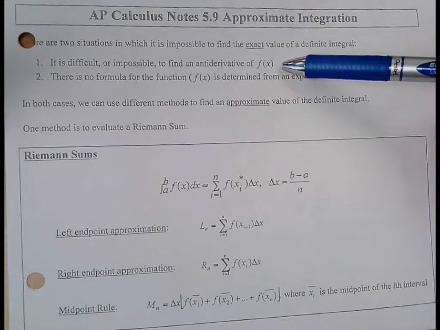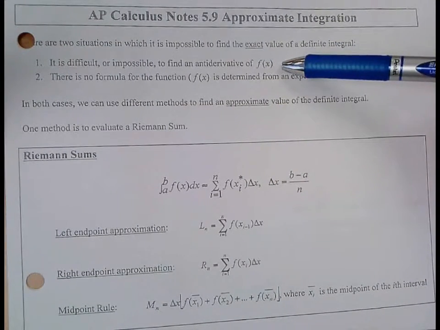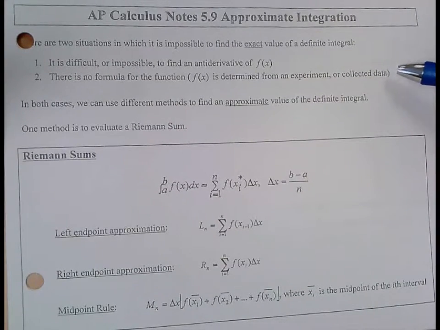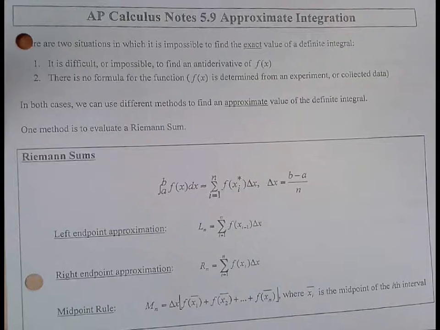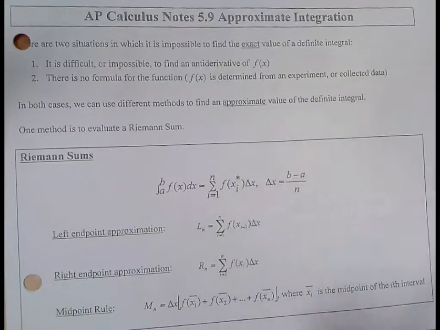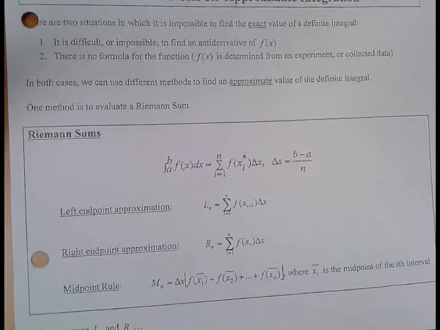One way would be if you are unable to find an antiderivative and you can't use substitution. The second way would be if you don't actually have a formula for f of x. Say you just have a table of data. There's no way to get an exact value of the integral. It's going to be an approximation. So we can approximate values of definite integrals using Riemann sums, which we've done already.